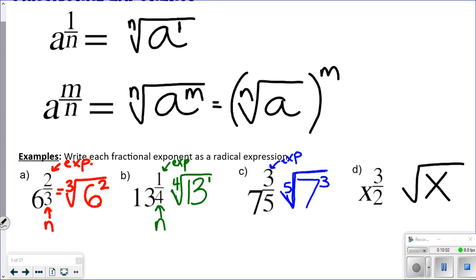x is the base, so that goes underneath, becomes our radicand. This is my exponent, 3, so I'm going to write a little 3. And then this is my root index here, so we could put a 2. Or I'm actually going to take this and delete it. There's not a root index. Remember, if there is no root index, we assume it's a 2.